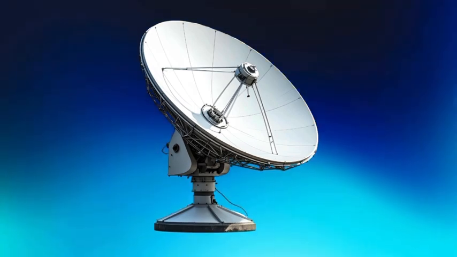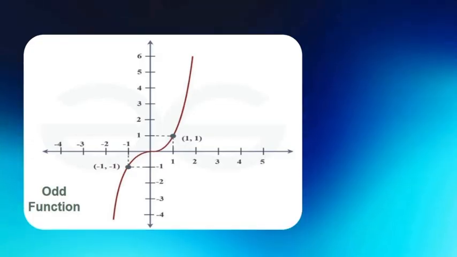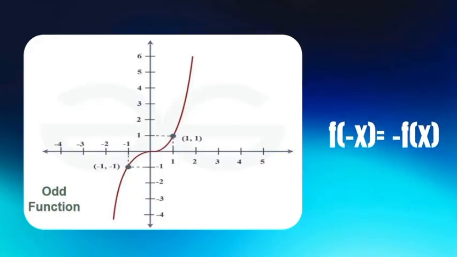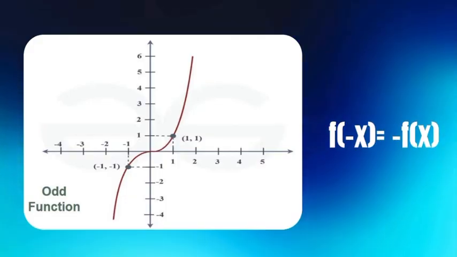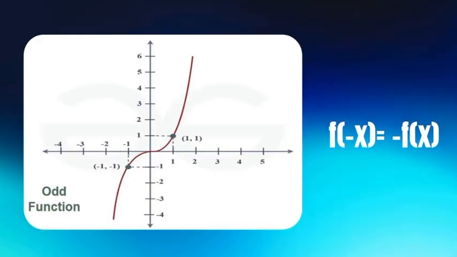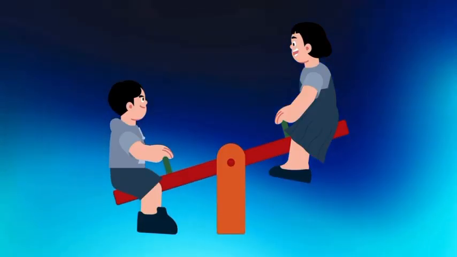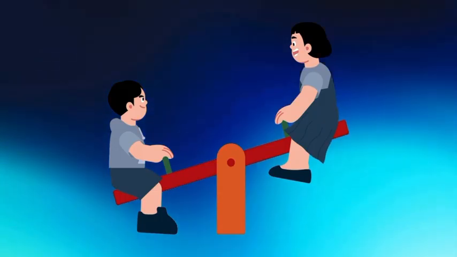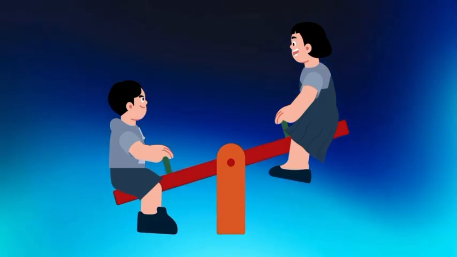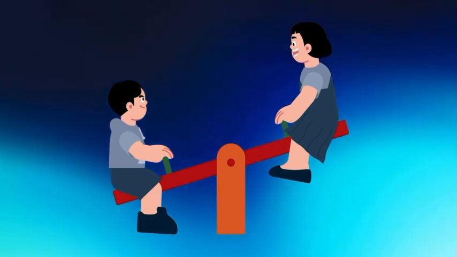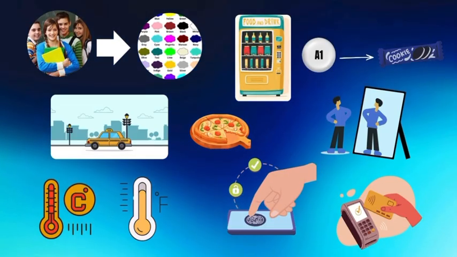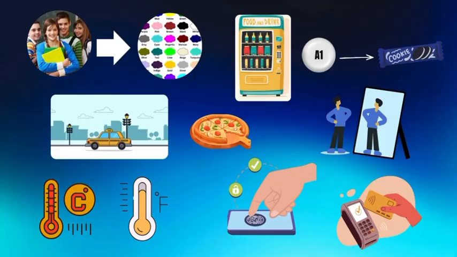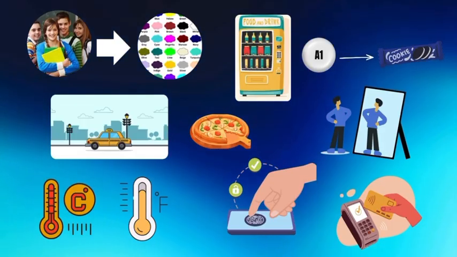On the other hand, an odd function has origin symmetry. If you rotate the graph 180 degrees, it stays the same. So, f(-x) gives you -f(x). Think of a seesaw in a playground. When one person goes up, the person on the opposite side goes down by the same distance. Their positions are odd relative to the center. As a result, we can say that functions have a major role in our daily life, and different types of it can appear in many ways we actually don't realize.